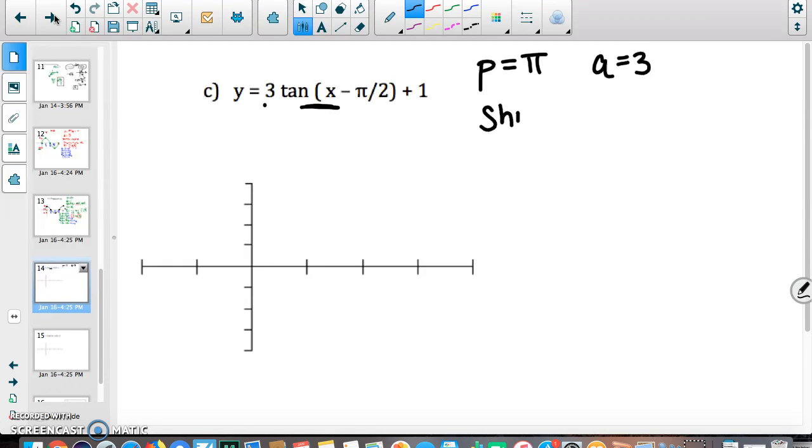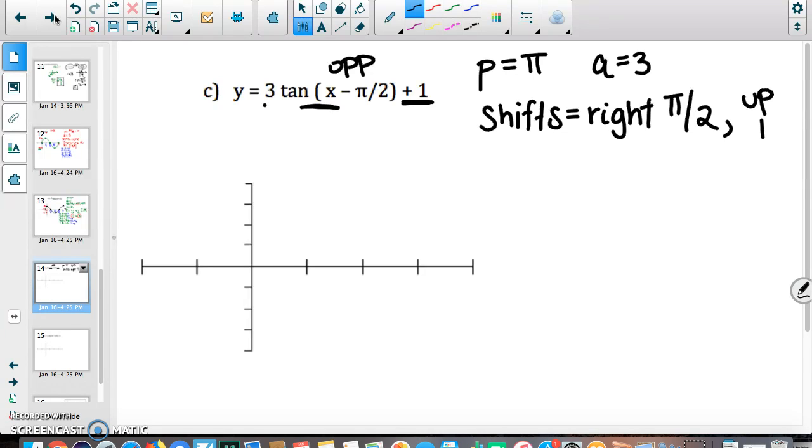Shifts. Looks like I'm moving right pi over 2. Hopefully we remember that our horizontal shifts are always the opposite. So if I'm minusing pi over 2, that means I'm going to the right pi over 2. But our vertical shifts are not opposite, so that means up 1.